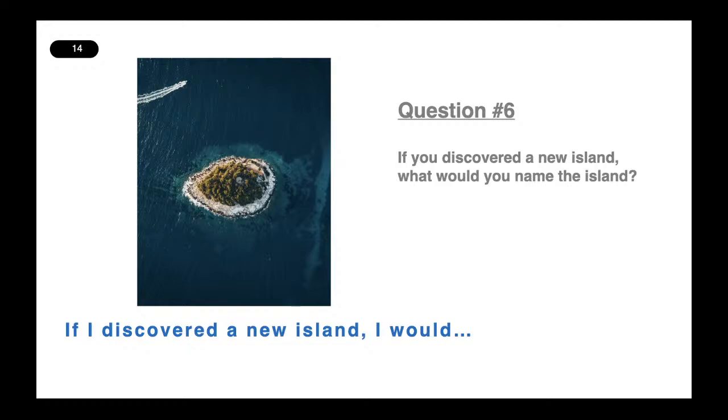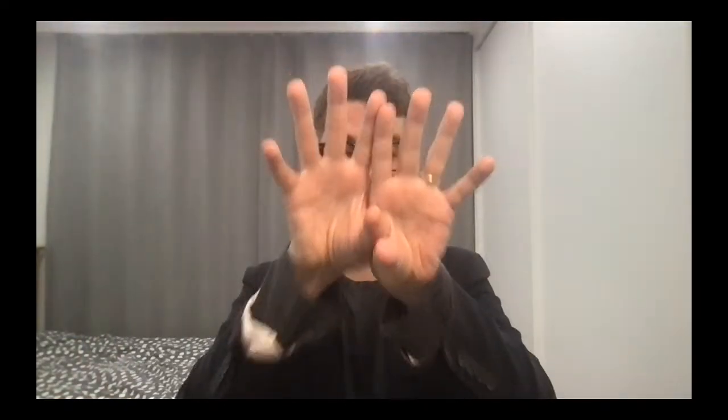If I discovered a new island, I would name it Whole Island. You know why I would name it Whole Island? Because if you put the two words whole island together, it becomes Hollis Land, which is my name, Hollis. So Whole Island becomes Hollis Land. That would be my island. A Hollis Island. Whole Island. One day maybe, if I'm super crazy rich, I'll have Whole Island. Hollis Land.